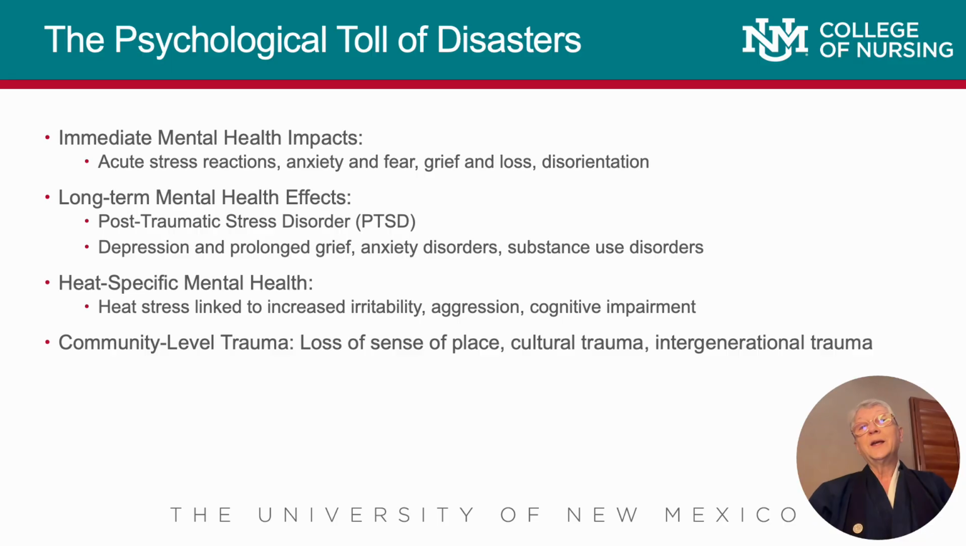There are also heat-specific mental health impacts that many people don't realize. Heat stress is linked to increased irritability and aggression. Crime rates actually increase with temperature. We also see cognitive impairment during extreme heat, which affects decision-making and functioning.